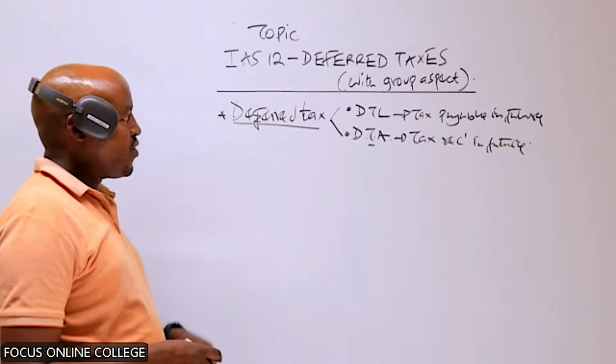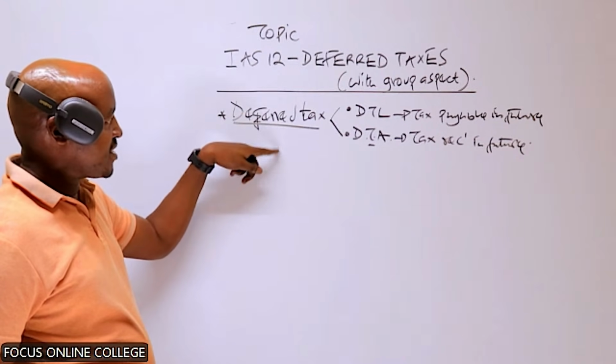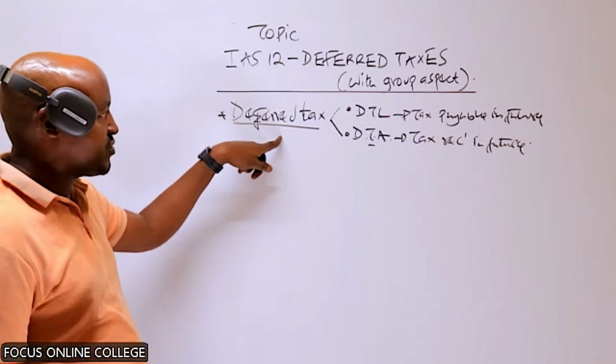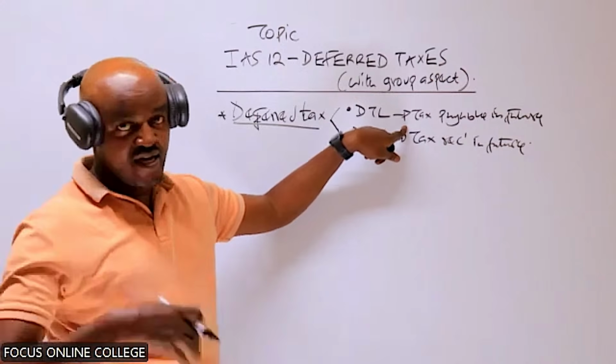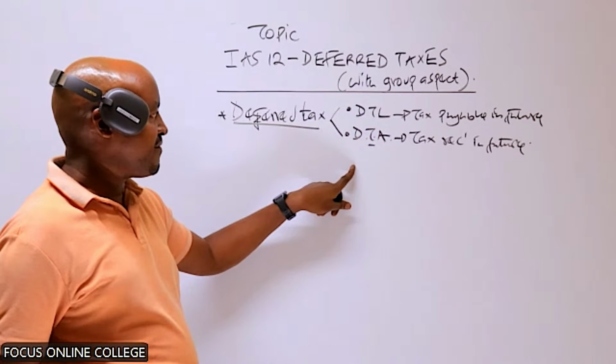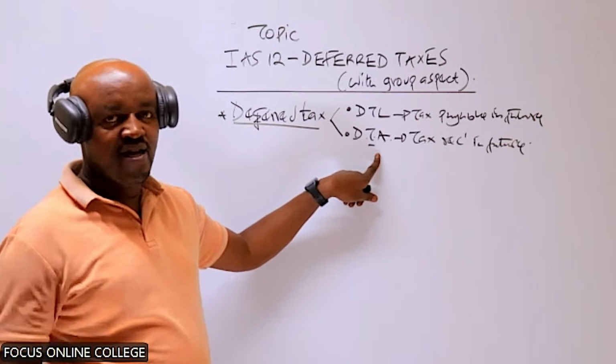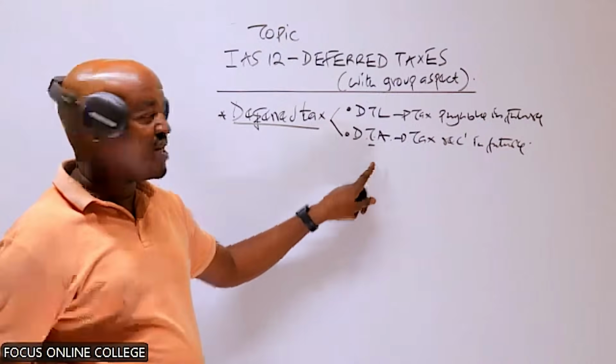So this is something you need to recall from whatever you did in financial reporting and analysis. So why do we have a deferred tax? Why do we have a tax which was supposed to be paid during the current year, but has been postponed, deferred, and will be paid in the future? Or a tax which was supposed to be recovered during the current year, but has been postponed and will be recovered in the future?